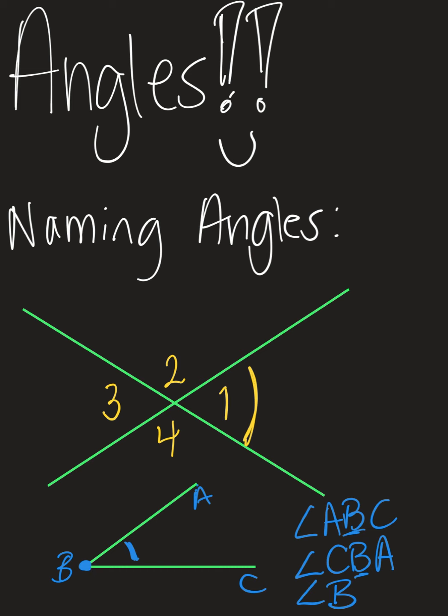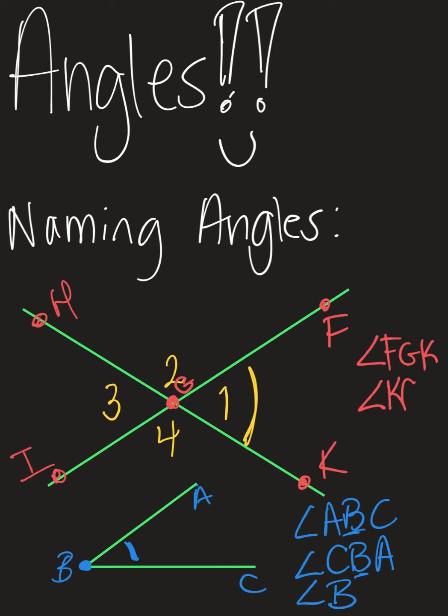So switching gears back to this top set of angles here, right? Actually, let's change it up a little bit, some different letters. Let's go with F. This middle one's going to be G, H, I, oops, why'd I write H again? Sorry, y'all. And K over here, okay? So if I want to name angle 1 with three letters, I can call it either FGK or I can call it angle KGF. Notice the G is in the middle both times.